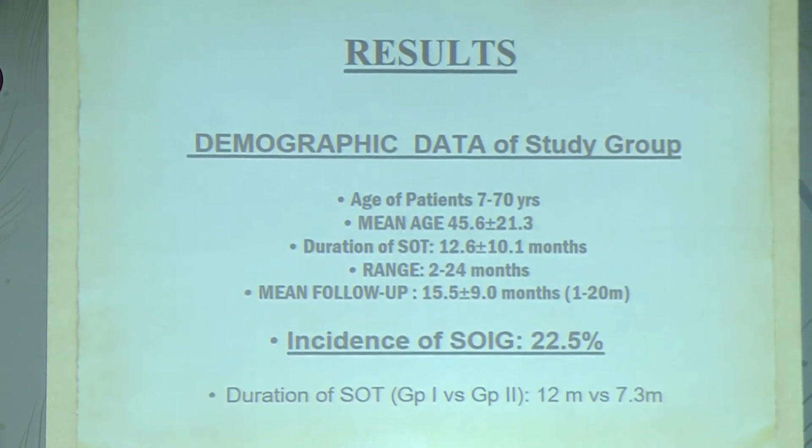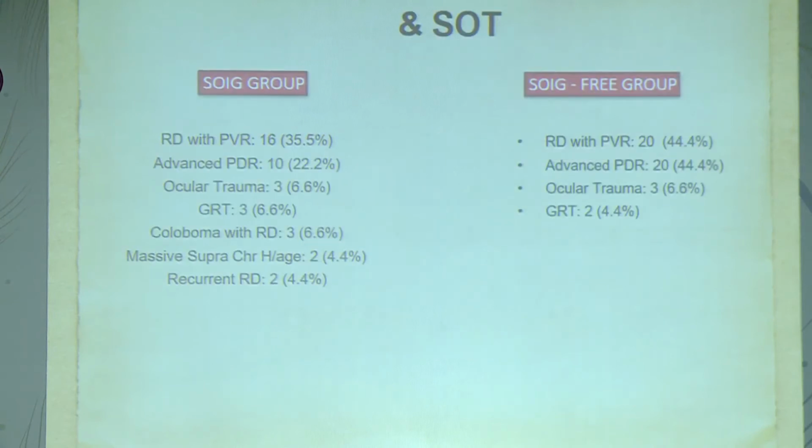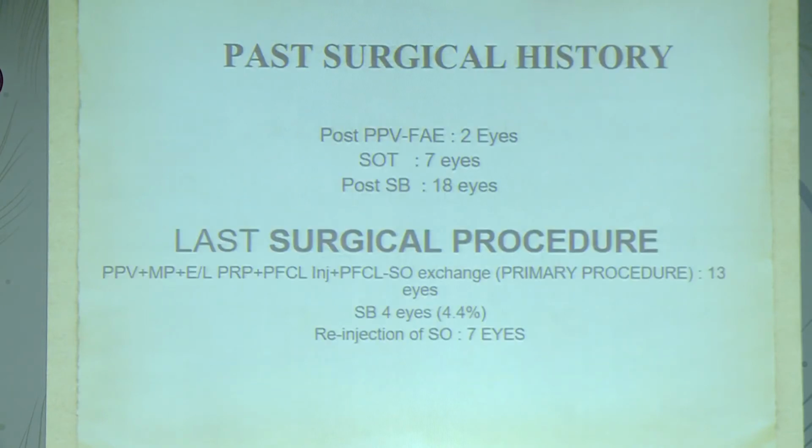The incidence of SOIG in our study was about 22.5%. The duration of silicone oil tamponade varied between both the groups. It was more in patients who had raised intraocular pressure. The indication for the VR procedure needing silicone oil tamponade was similar in both the groups. The lens status was also similar.